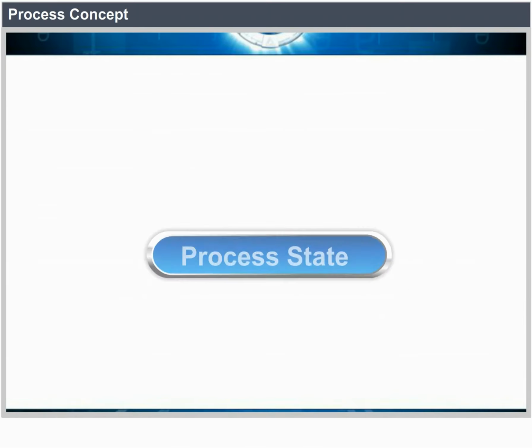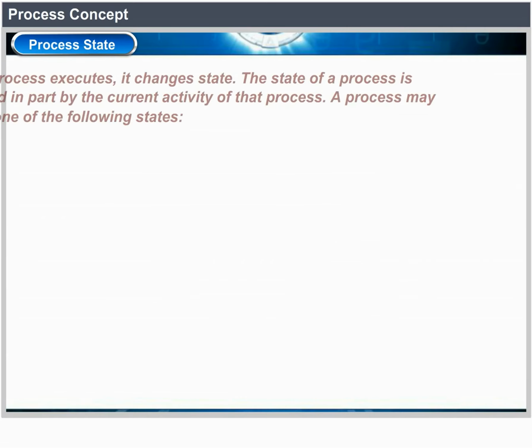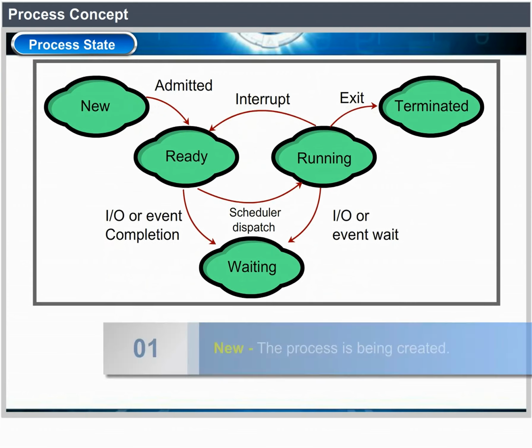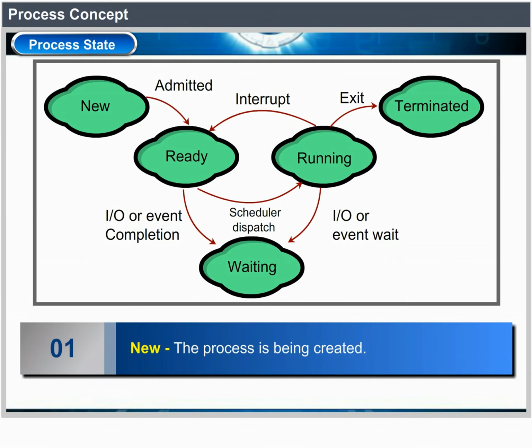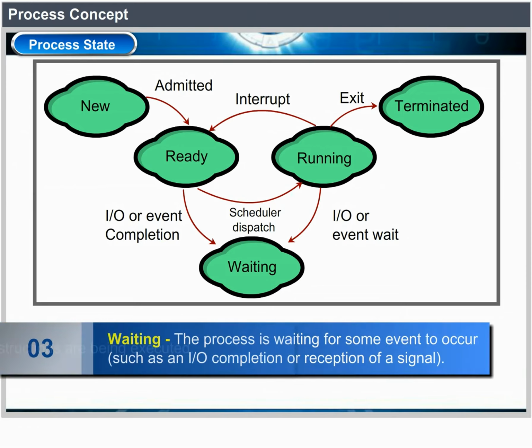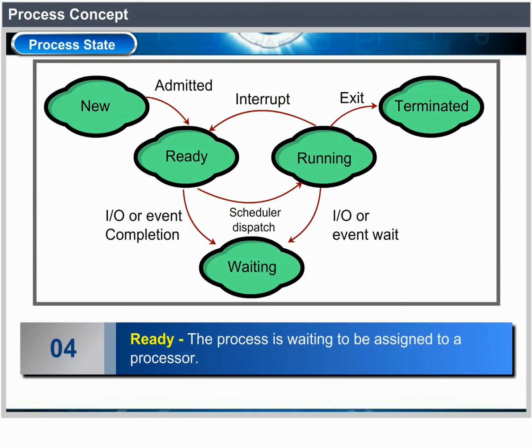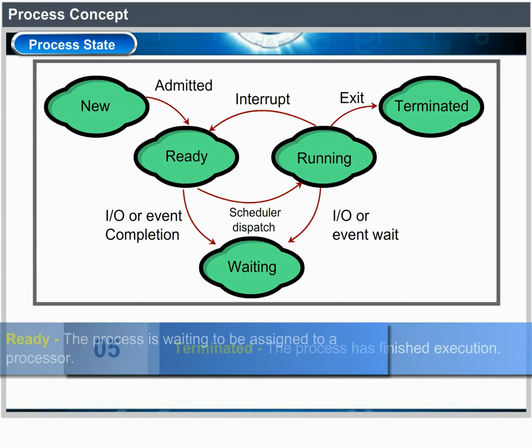Process state. As a process executes, it changes state. The state of a process is defined in part by the current activity of that process. A process may be in one of the following states. New. The process is being created. Running. The instructions are being executed. Waiting. The process is waiting for some event to occur, such as an input-output completion or reception of a signal. Ready. The process is waiting to be assigned to a processor. Terminated. The process has finished execution.